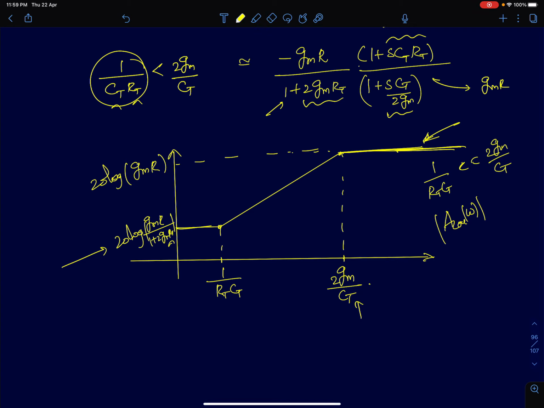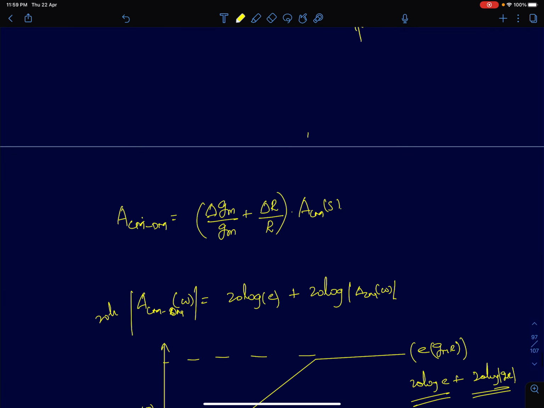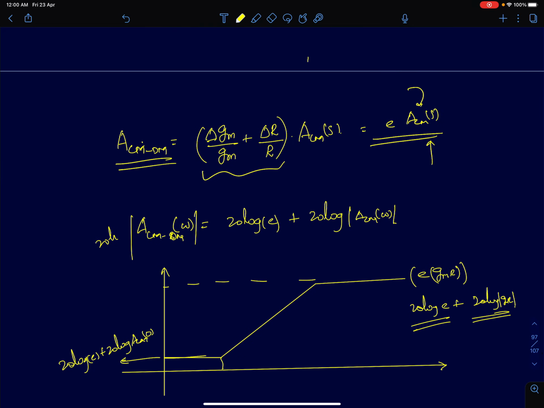So now we plotted ADM, which happened to be a constant for all frequencies, and ACM. So now we have both the values. We are now ready to plot ACM-DM and CMRR. ACM-DM, on the other hand, is simply this error term which I discussed in the last class. So it will simply be some error term times ACM of S. So once you know the common mode gain, you can directly plot ACM-DM from the knowledge of the common mode gain. I'm going to take 20 log on both sides, in magnitude. So it will be 20 log E plus 20 log of ACM of omega.